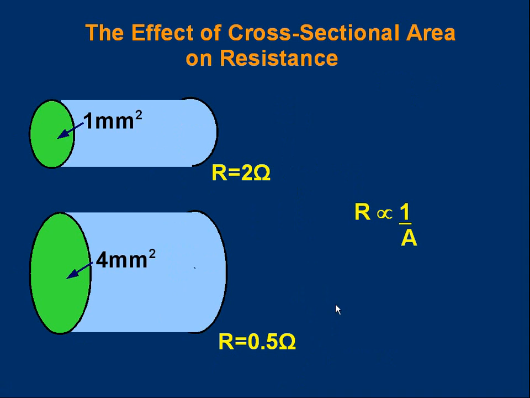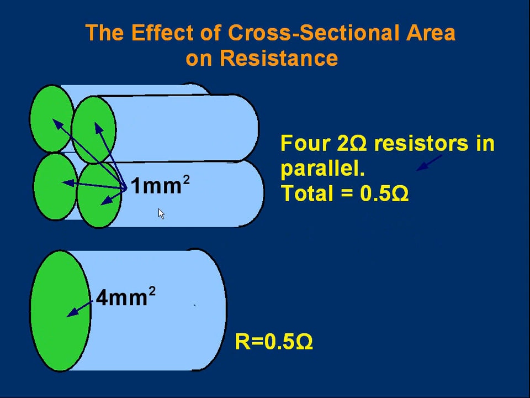And we can summarize that by saying resistance is inversely proportional to A, which we write as R is proportional to 1 over A. As the area gets bigger, the resistance gets smaller, and vice versa. And we can ask why. Why should that happen? There are different ways you can think about that. You could consider what would happen if we took 4 of the smaller wires and put them in parallel, which is the top part of the diagram. That's equivalent to the bottom wire, because the cross-sectional area is 4 square millimeters.